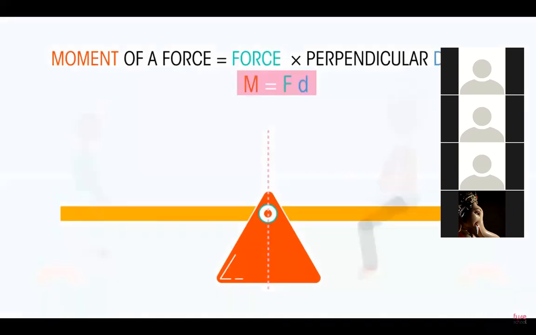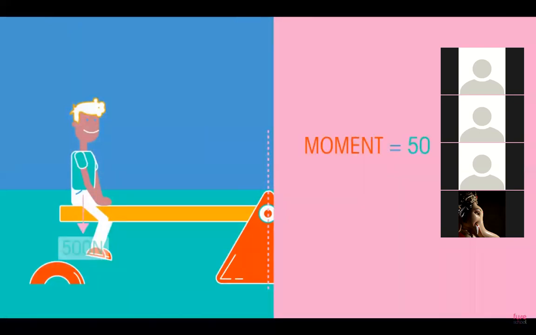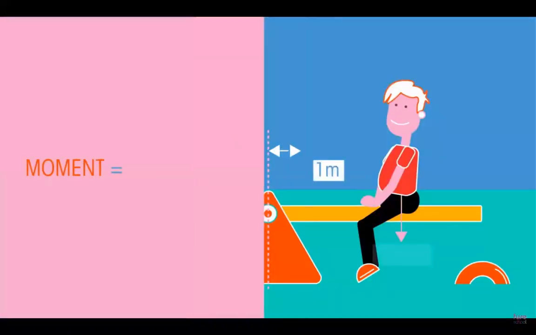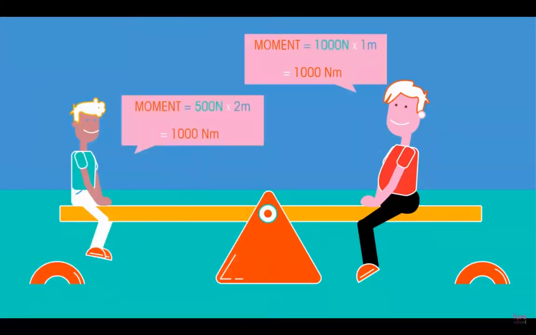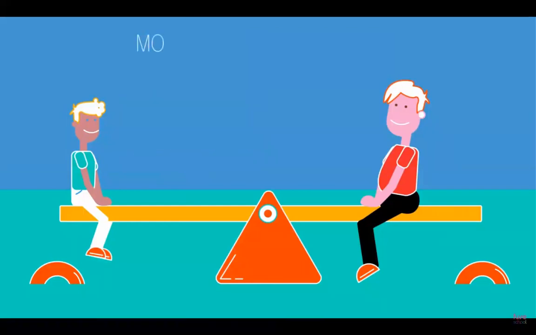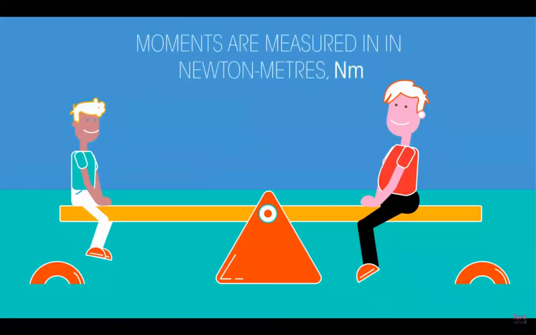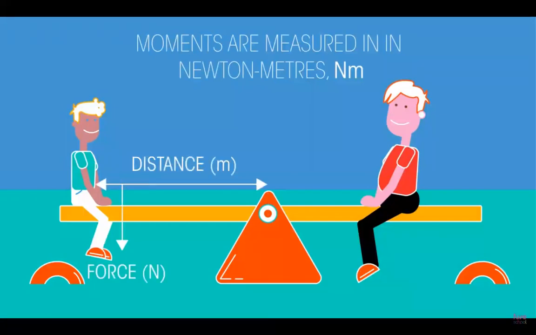So the moment of the lighter person is 500 newtons multiplied by 2 meters, 1000 newton meters. And the heavier person is 1000 times 1 meter, to also give 1000 newton meters. They're perfectly balanced on their seesaw. Did you notice that moments are measured in newton meters, Nm, because force is measured in newtons, N, and distance in meters? Note that the distance must be the perpendicular distance from the pivot to the force.